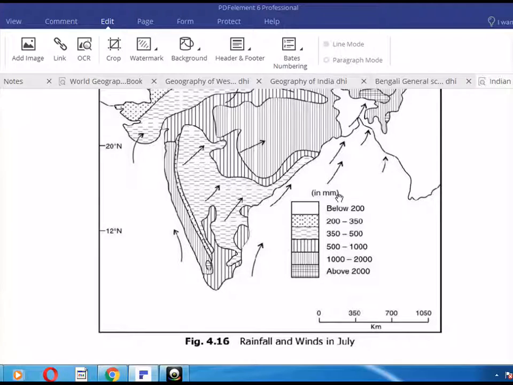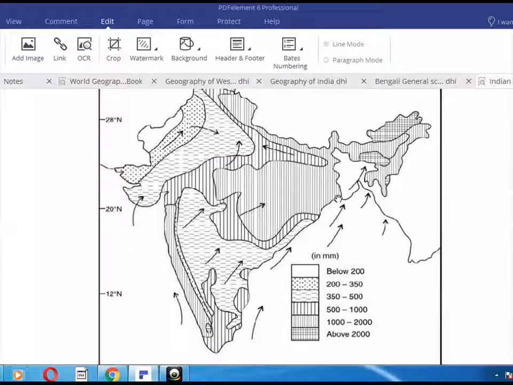Okay, rainfall and winds in July. Here, some winds are now blowing here. So this wind now comes here, and here is one wind, and here is the western branch wind and the Bay of Bengal branch wind. So it now comes to the point of destruction.